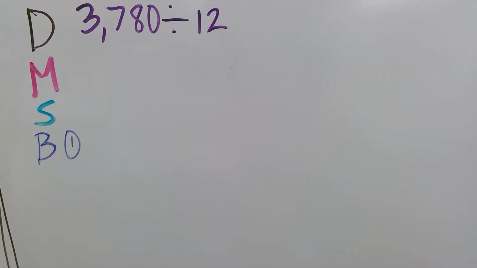First step, set up the problem, then create your ratio table of the list of multiples of the divisor. Our divisor is 12, and then go ahead and start dividing. So pause the video, solve the problem, and then you can check your work against mine when you click play.